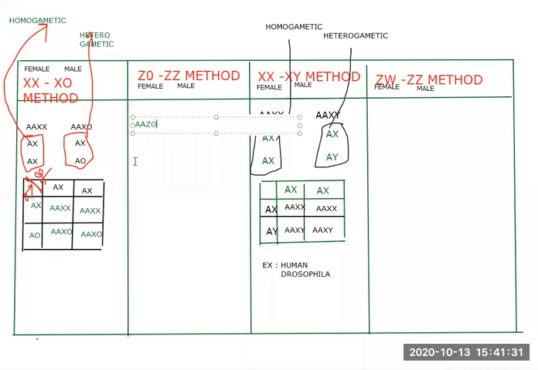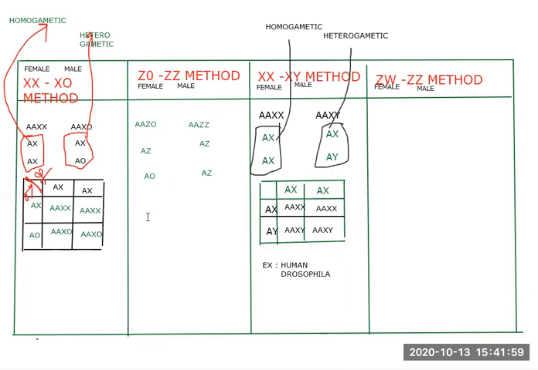Okay, now say the answer fast here. AA, ZO. Then here AA, ZZ. Who is ZO? Female. Then gametes in the female: AZ, AO. So, who is heterogametic then? Male, female? AZ, AZ. Male is a homogamete.